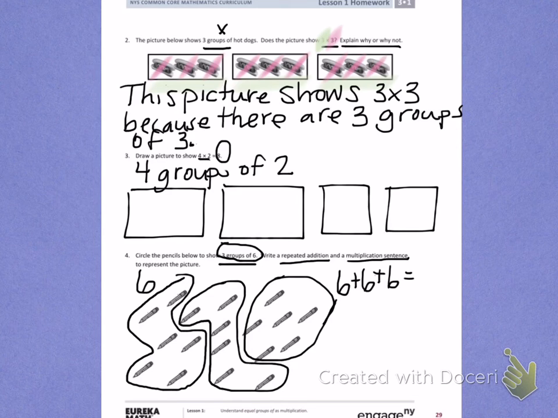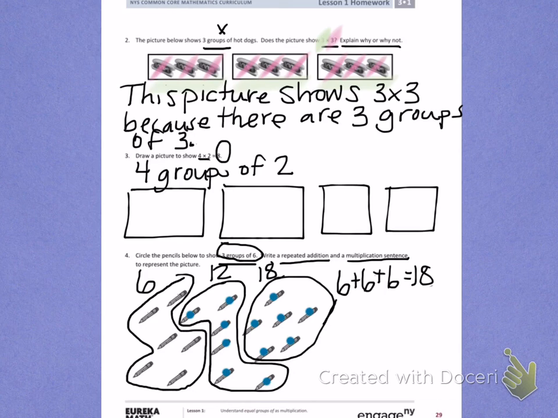I know I have 6 in the first group, so I'm going to count 7, 8, 9, 10, 11, 12. And I'm going to label that. Then I'm going to count the third group, counting on from 12, 13, 14, 15, 16, 17, 18. So 6 plus 6 plus 6, my repeated addition problem, equals 18.